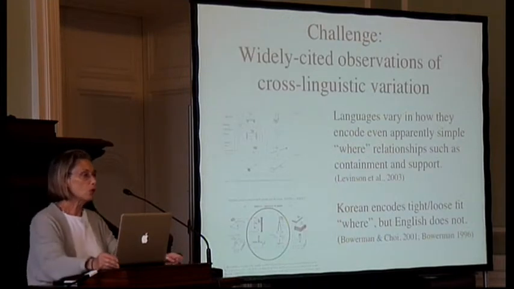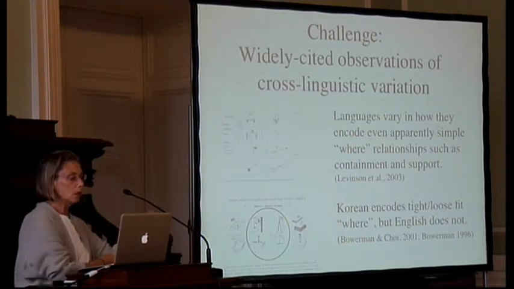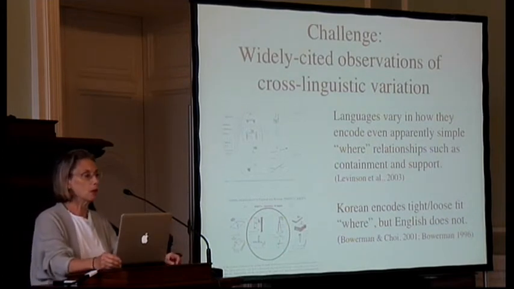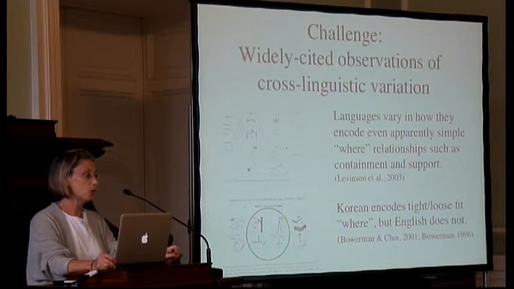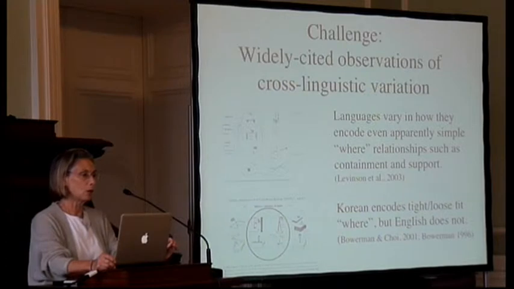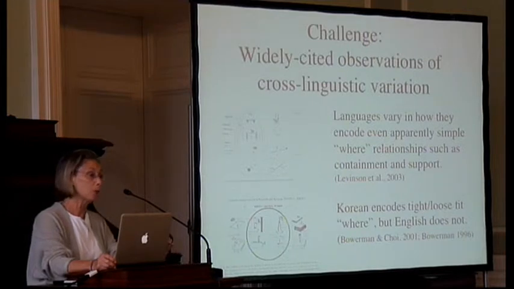Now, this universals view has actually been challenged from a number of different perspectives. One challenge is the widely cited observations of cross-linguistic variation. In truth, I don't personally think they're serious challenges, because the universals view doesn't only aim to account for what's the same across languages, it also aims to account for what varies.